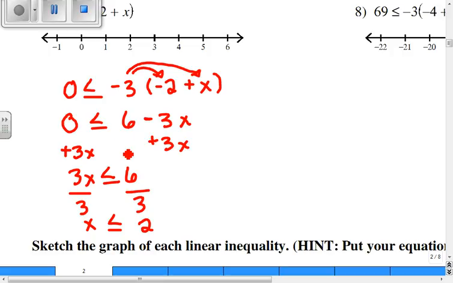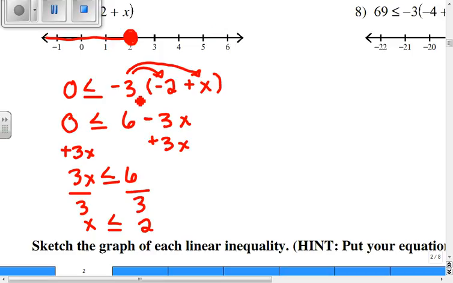So I'm going to put my circle up at 2. I color it in because it's less than or equal to. And I'm going to shade to the left because less than numbers are to the left.